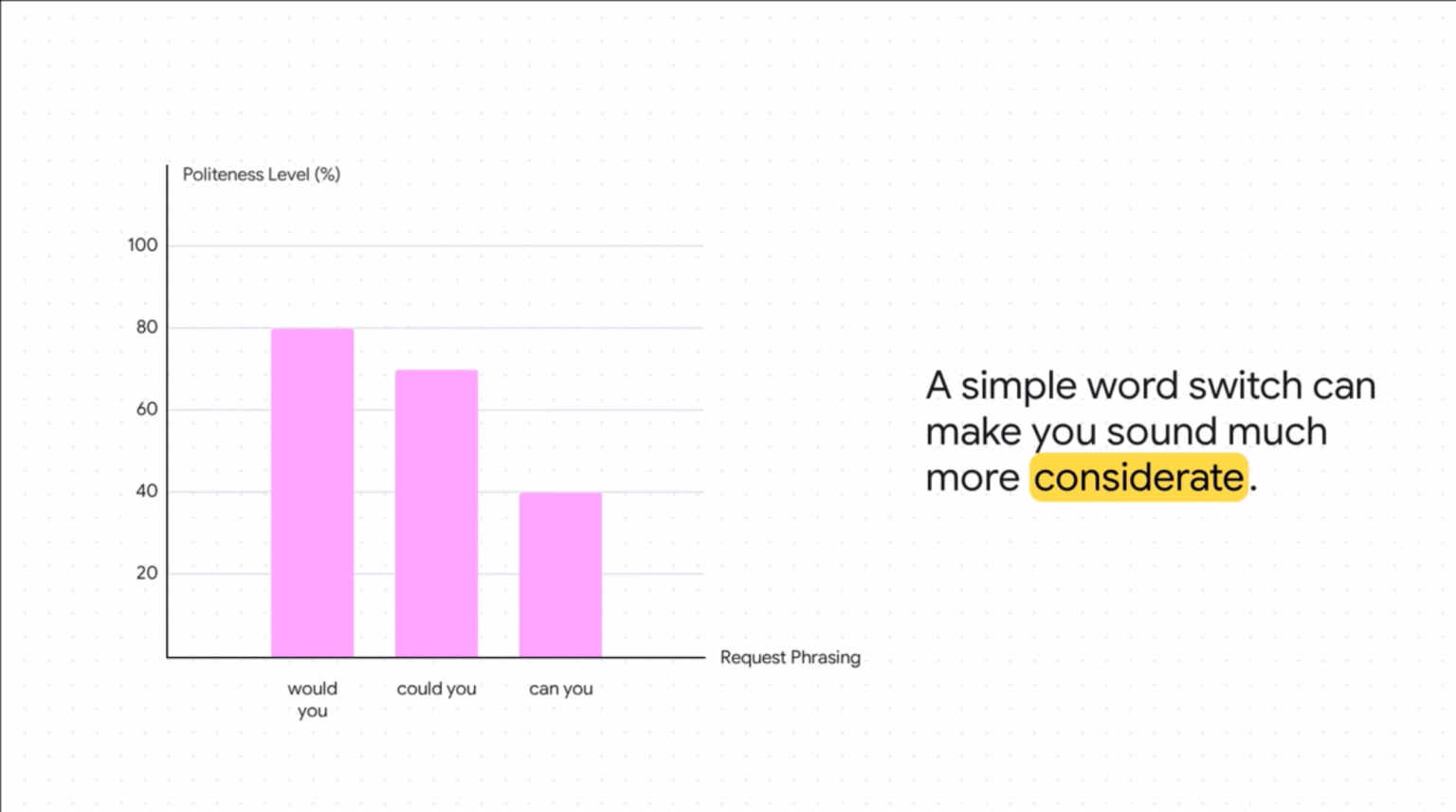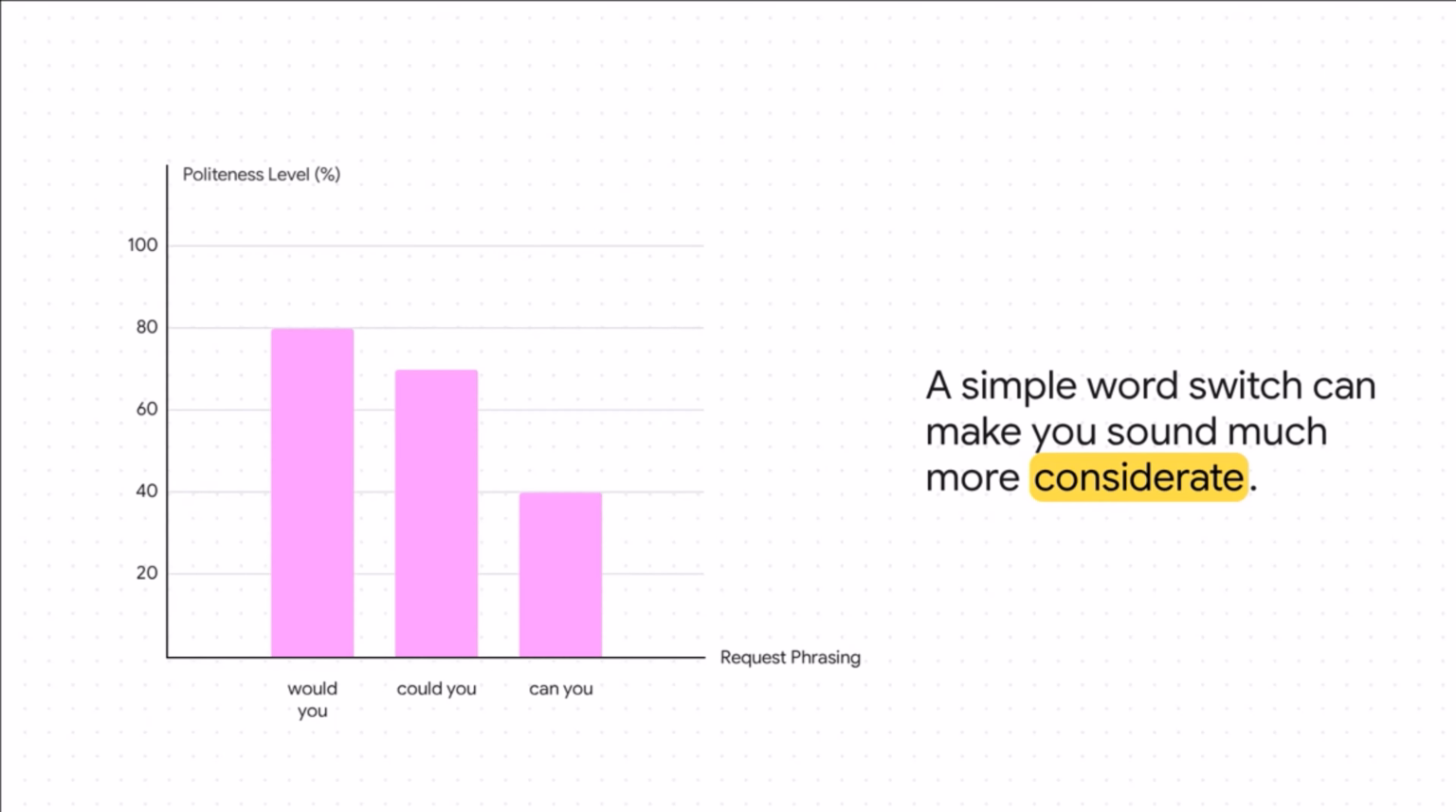This is also a game changer for making requests. Asking, can you help me, is perfectly fine, but it's pretty direct. If you want to be a bit more polite, maybe to a teacher or your boss, just switching to could you or would you makes you sound so much more considerate. It's a small change with a big impact.